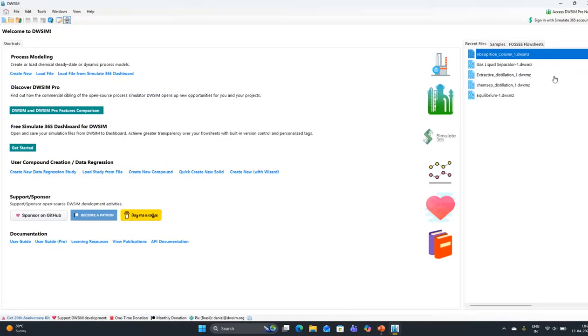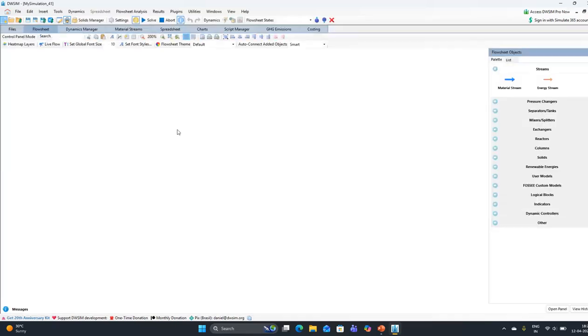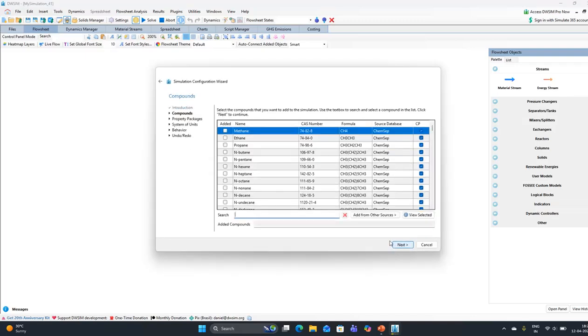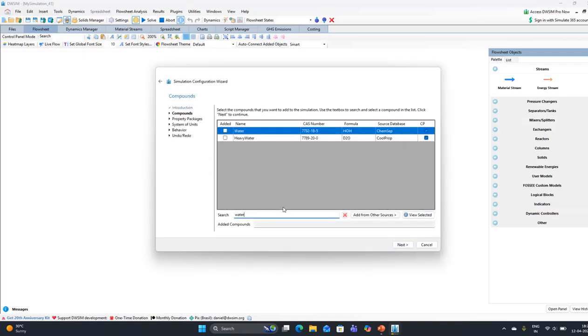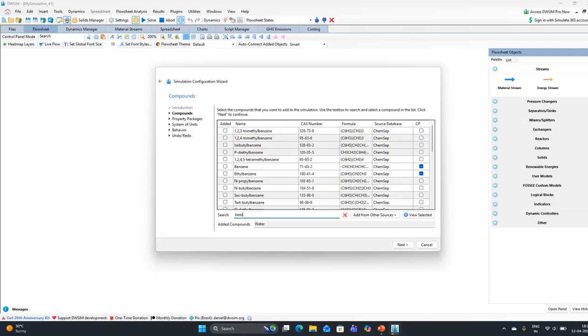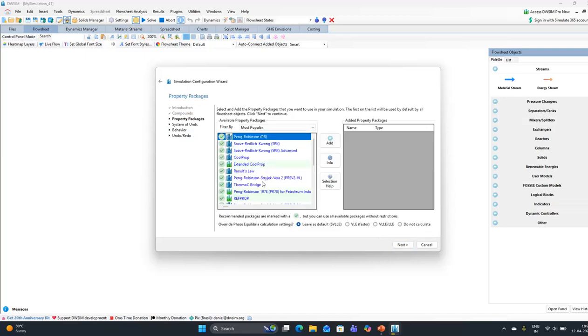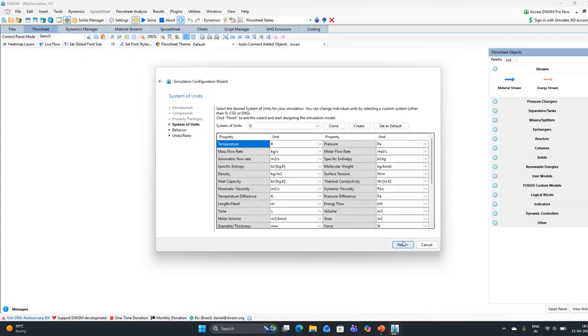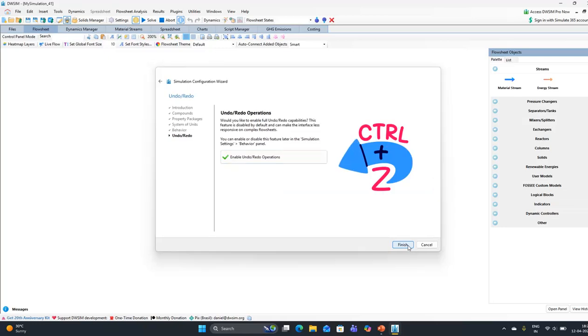So once you go there, you just need to click on create a new simulation window. Now click on next, then choose water, then again choose benzene by typing the name in the search bar, and after selecting, click on next, then select the SRK model and click on next. Choose system of units as C5, click on next, and finish.